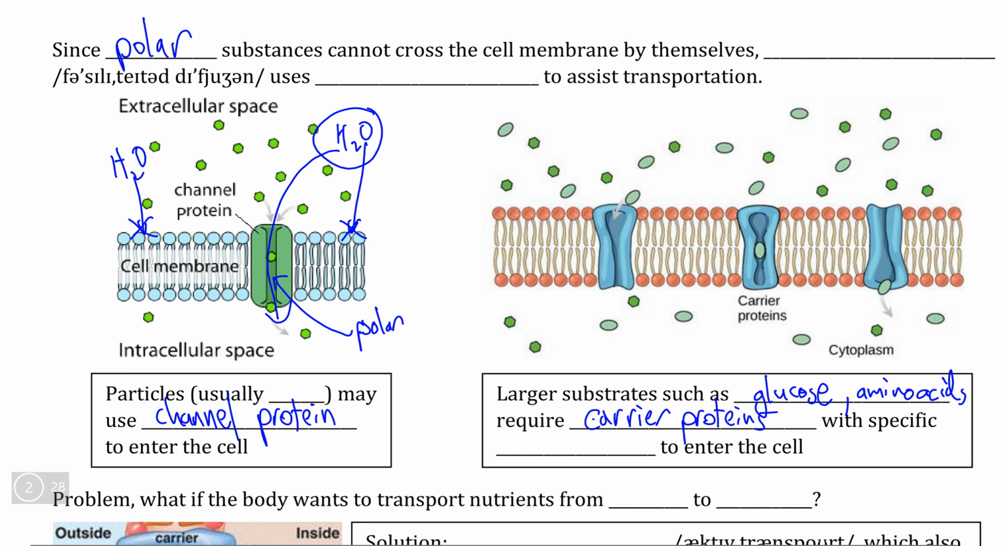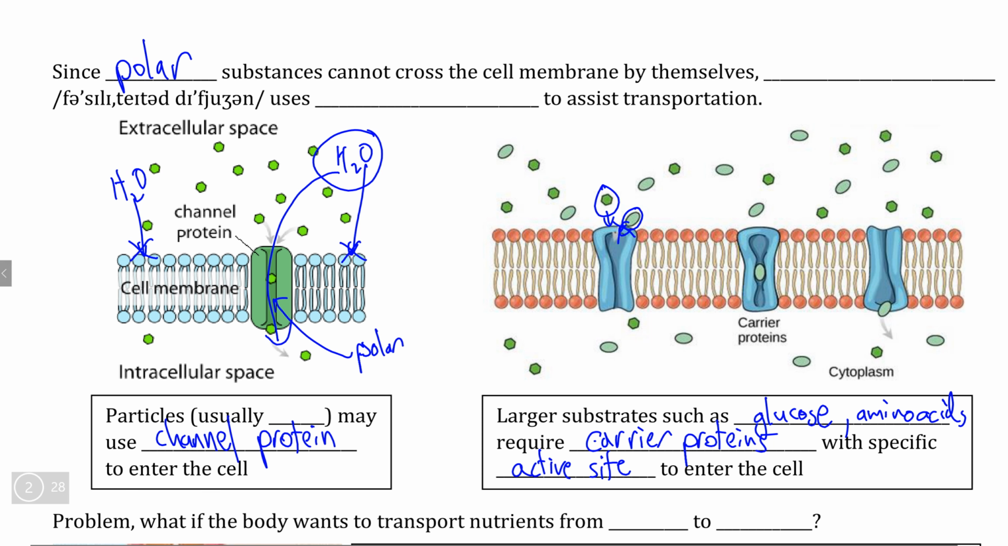And again, carrier proteins, of course, require a specific active site, because, for example, a carrier protein for glucose would not be able to carry amino acids through it, because the active site has a specific structure.